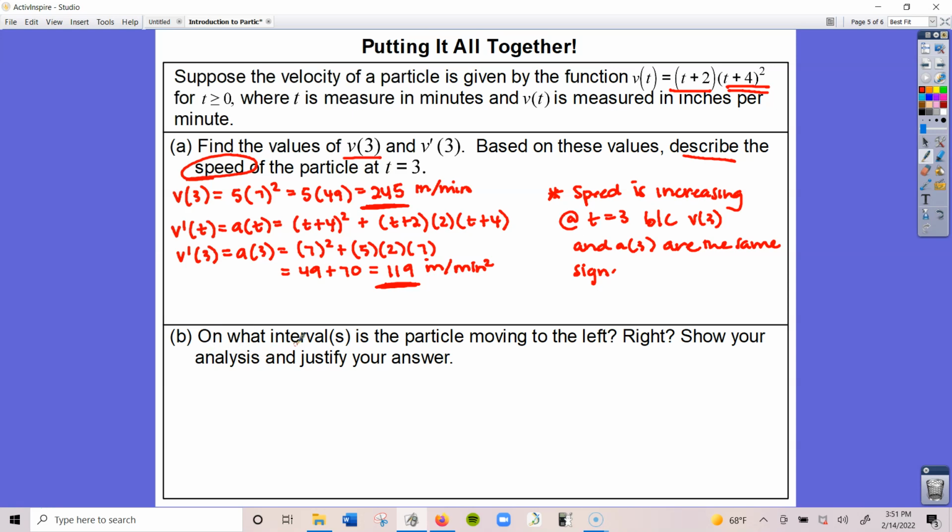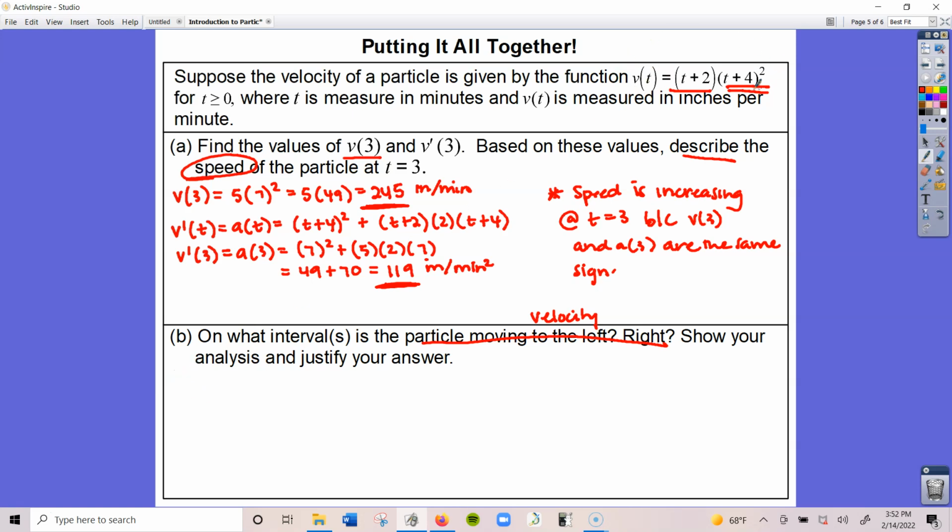For part B, on what interval is the particle moving to the left, to the right? Show your analysis and justify your answer. Direction, this comes from the velocity function. So just like how we create our number line for our derivatives to get when the function is increasing and decreasing, we do the same thing here. We do our number line using the critical numbers of velocity. When it's positive, the particle is moving right, and when it's negative, the particle is moving left.